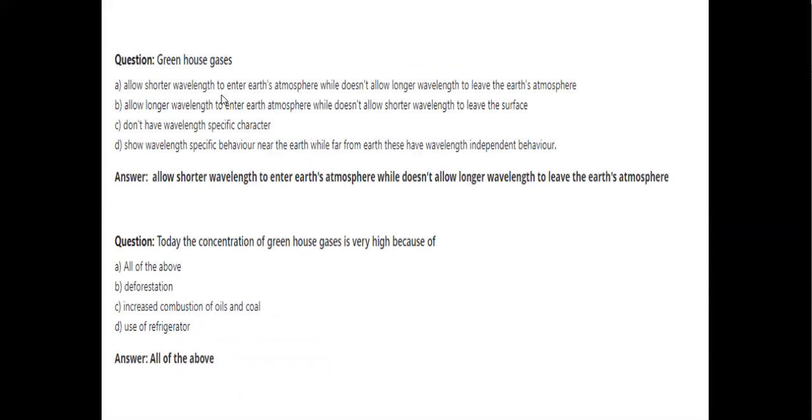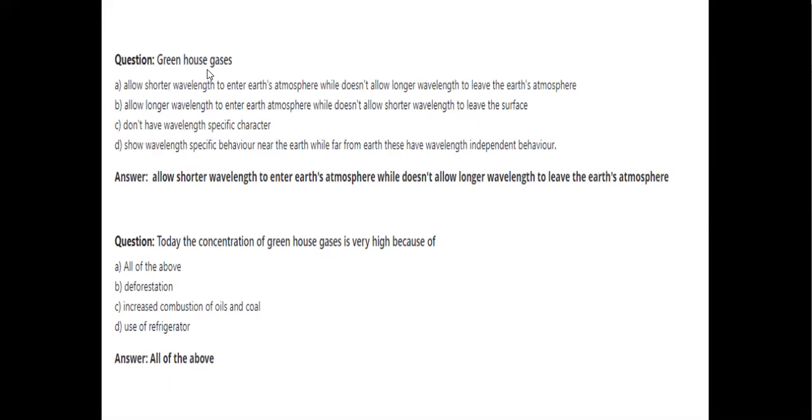And greenhouse gases. What are greenhouse gases? Greenhouse gases allow shorter wavelength to enter Earth's atmosphere while not allowing longer wavelength to leave the Earth's atmosphere, or allow longer wavelength to enter Earth's atmosphere while not allowing shorter wavelength to leave the surface, or don't have wavelength specific character, so wavelength specific behaviors near the Earth while far from Earth. These have wavelength independent behavior.